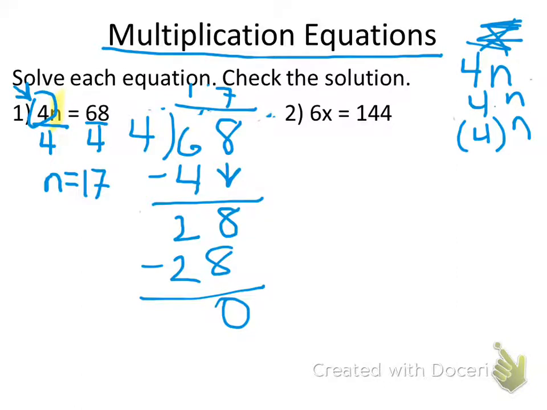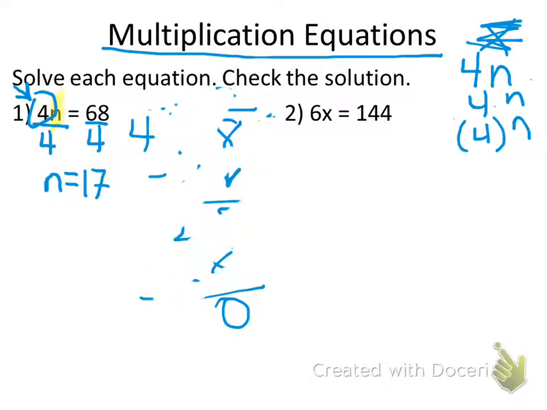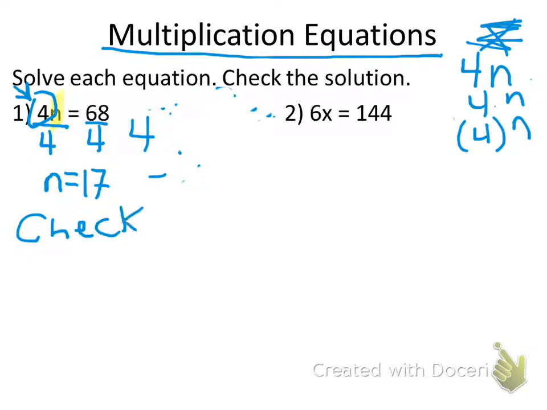Now I'm going to check it, just so that we're sure. I'm going to erase this again so we have some space. Let's check it. To check, we are going to substitute, or evaluate this equation for when n equals 17. So we go 4n equals 68, then 4, and I'm going to put it in brackets, 17 equals 68.